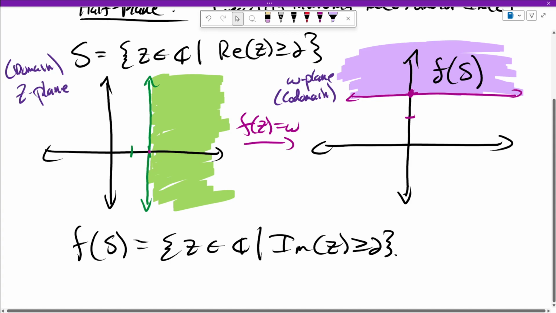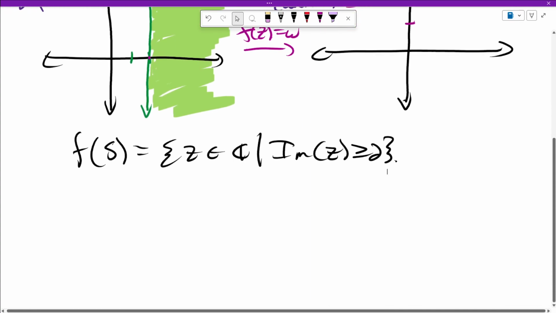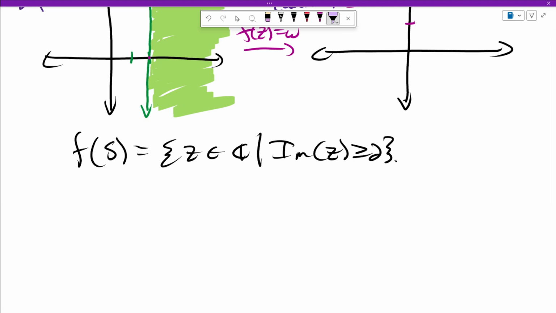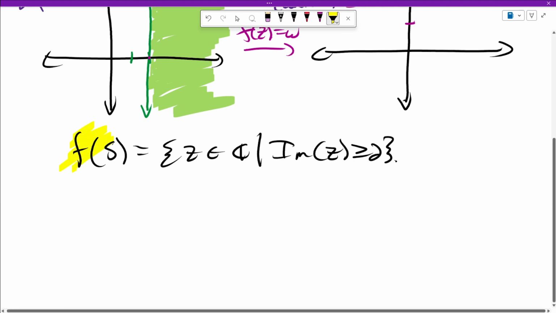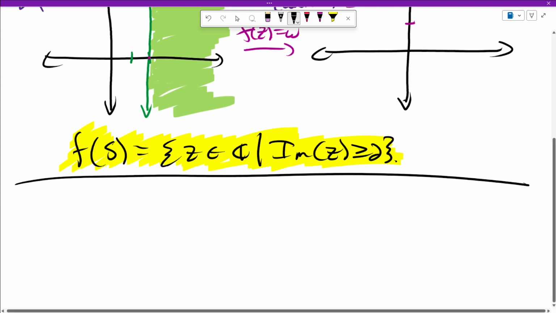And furthermore, we can be even a little bit more algebraic about this if we want. So this is the answer. We're done. Let's highlight it in yellow to indicate we're done. But we can arrive at this answer in a different way using just the description of f and S without having any picture. So let's do that. Let's do it algebraically.